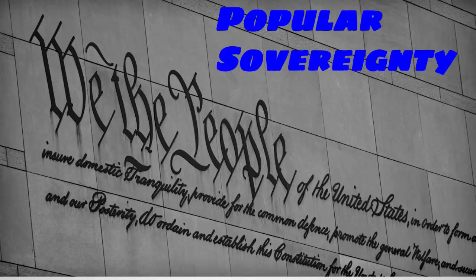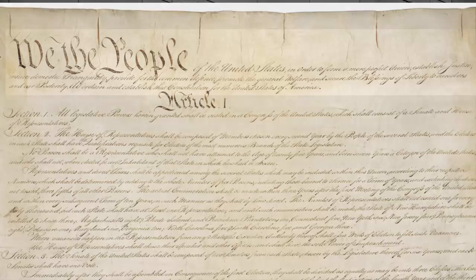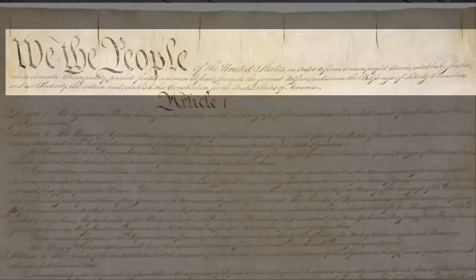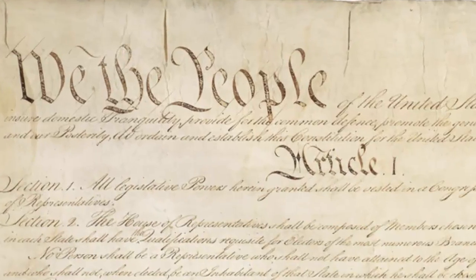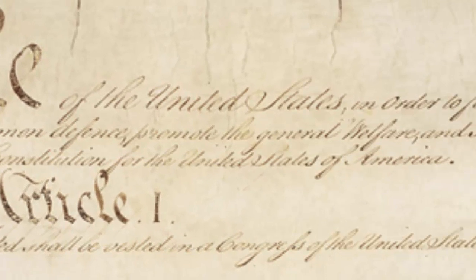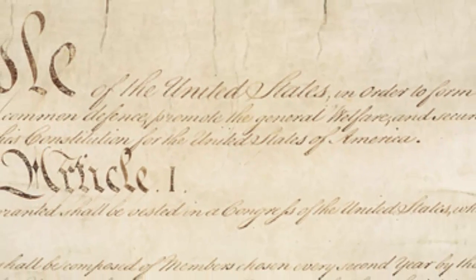The first principle of the Constitution is popular sovereignty, which is just a fancy way of saying that the people rule. And that is shown best in the preamble, or the first paragraph of the Constitution. It begins with an emphasis on the people with the phrase, "We the people of the United States." What was the purpose of this? Why were the people ruling?